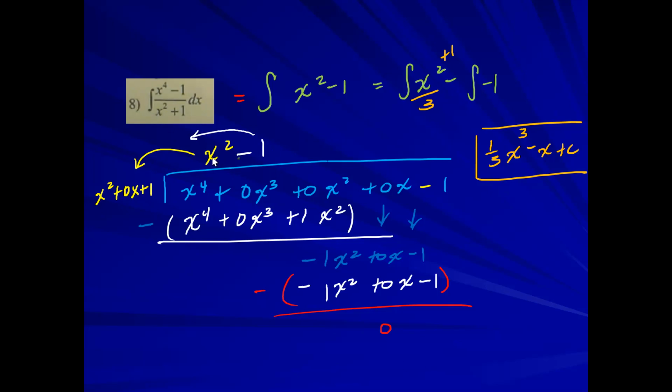So your answer in this case is x squared minus 1, plus, don't forget your remainder divided by your divisor. So x squared minus 1: if you integrate this, it's fairly simple. You just add the 1, which gives 1 third x cubed, minus 1 is just minus x, and this is your answer.